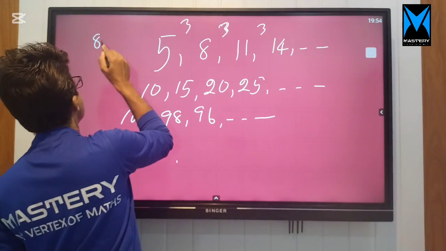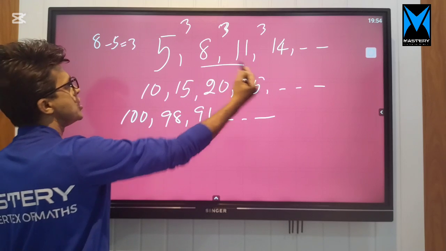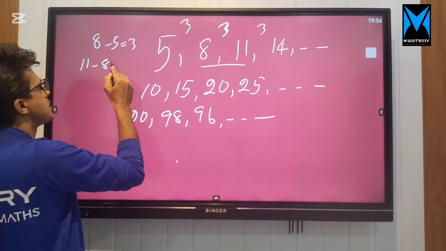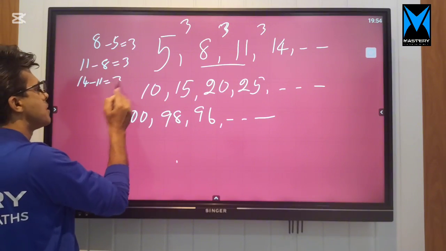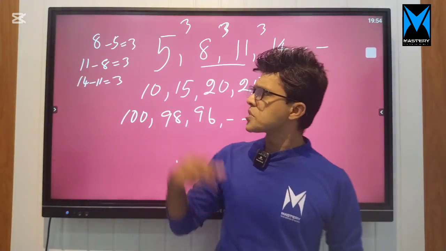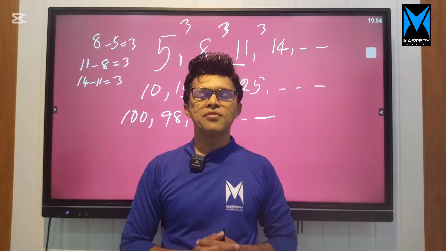Just think of this one: 8 minus 5 is 3. Think of these two: 11 minus 8 is 3. Then 14 minus 11. What is 14 minus 11? Same thing, which is 3. So this is identified as the common difference.